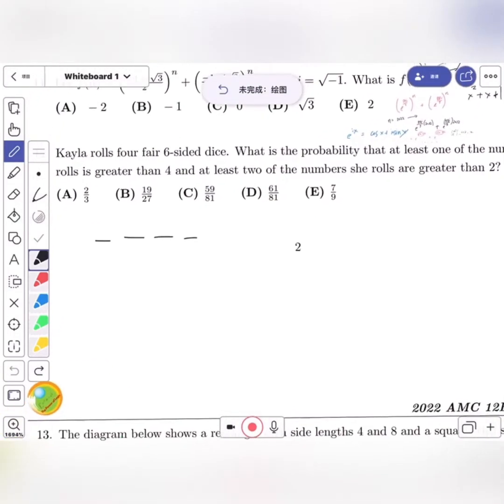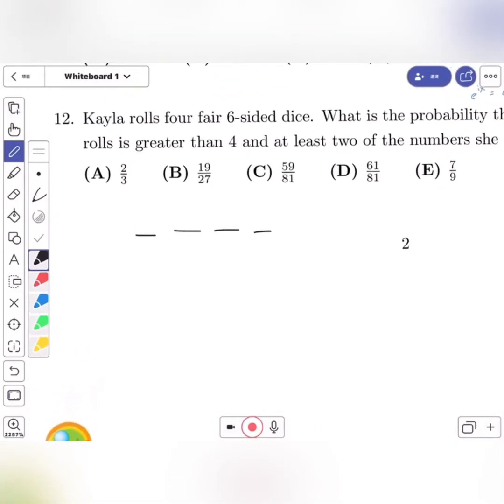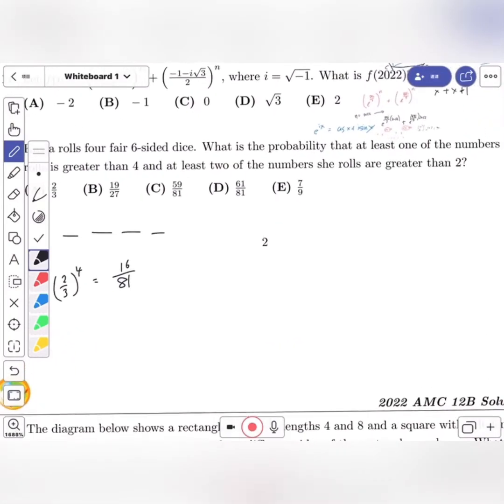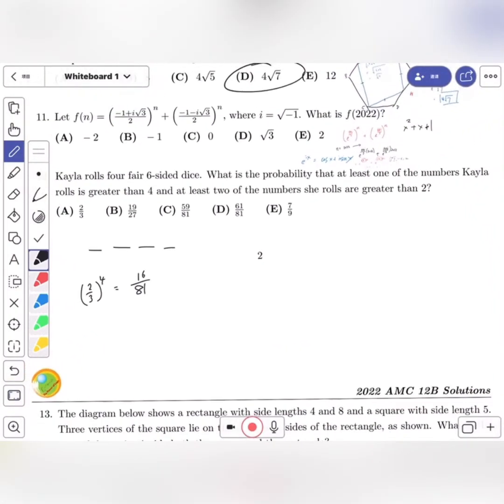This one is simply 2/3 to the 4th, 16/81. Now, what about the probability that less than 2 of the numbers she rolls are greater than 2?